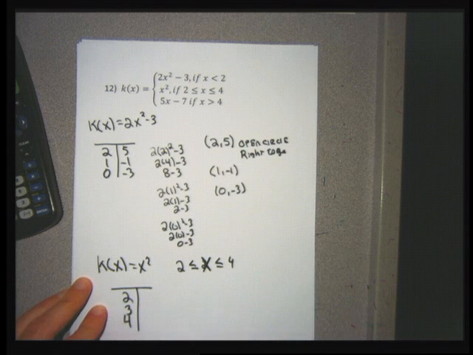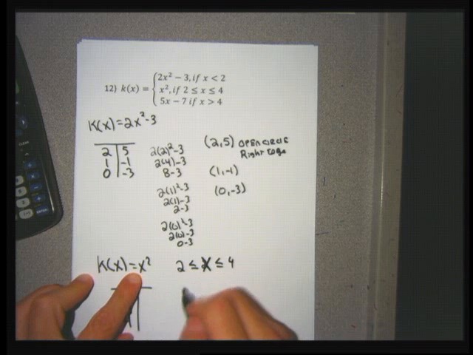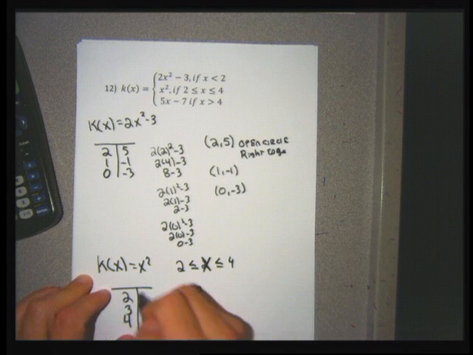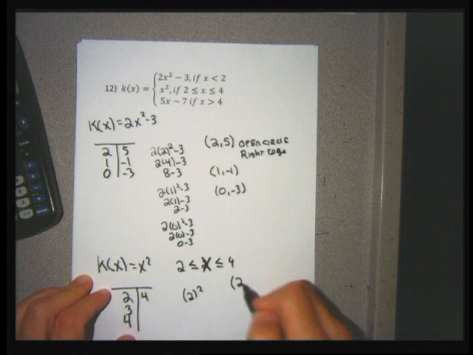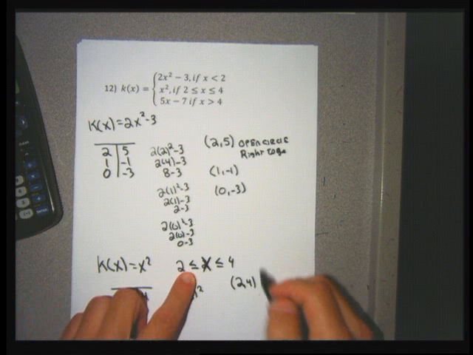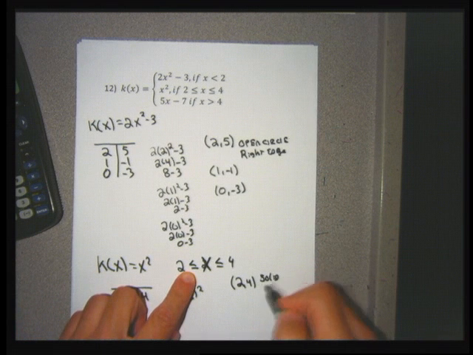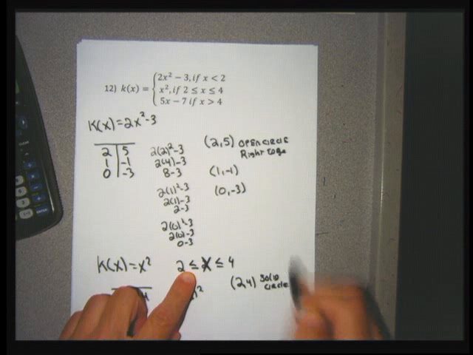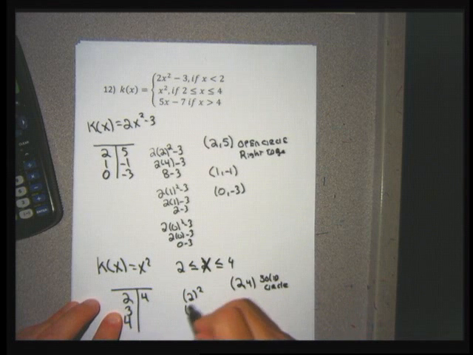So I'm going to get my points. I'm going to plug in 2 for this x. 2 squared is going to be 2 times 2, which is 4. I'm going to plot the point (2, 4). Because of the "or equal to" here, I'm going to get a solid circle. And then I'm going to plug 3 in. 3 squared is 9.